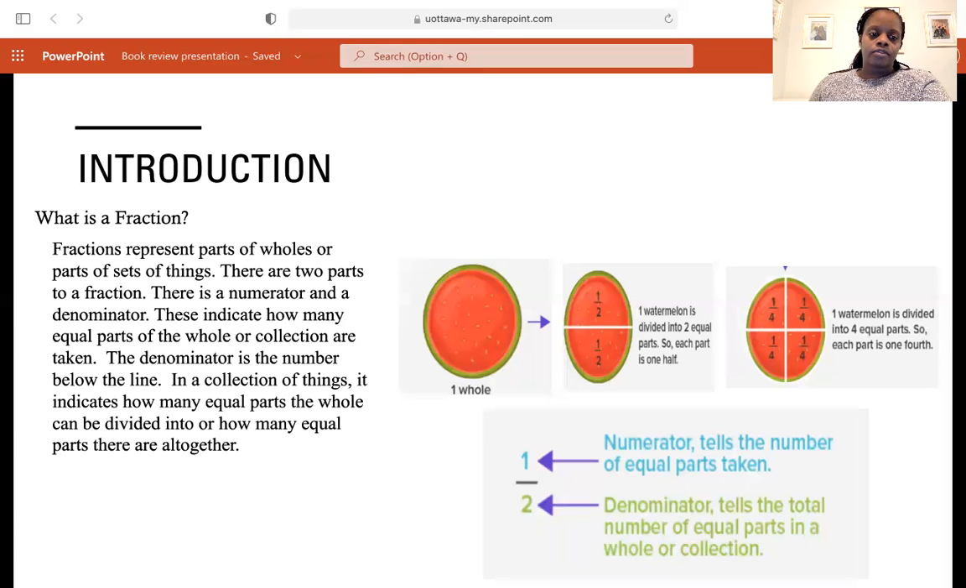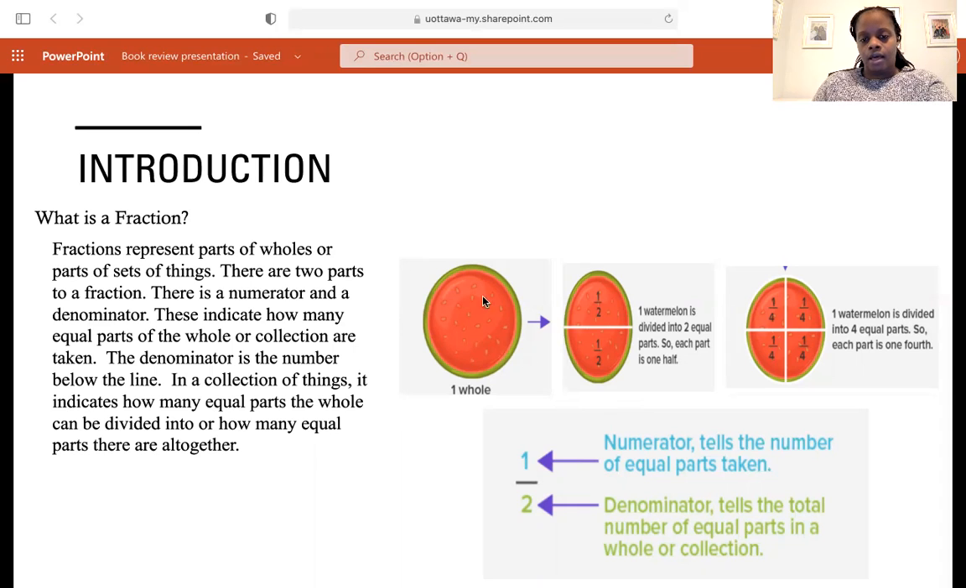What is a fraction? A fraction represents part of a whole or parts of a set of things. There are two parts to a fraction: a numerator and a denominator. These indicate how many equal parts of the whole or collection are taken. The denominator is the number below the line. In a collection of things, it indicates how many equal parts the whole can be divided into, or how many equal parts there are together.